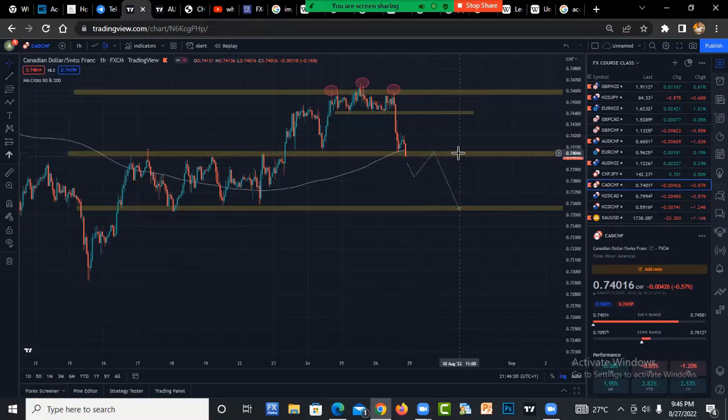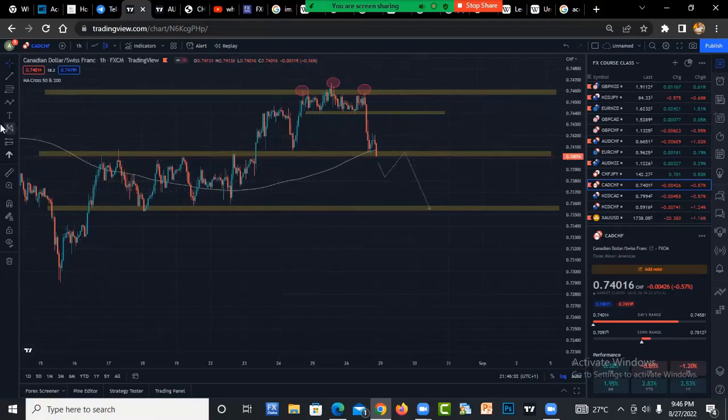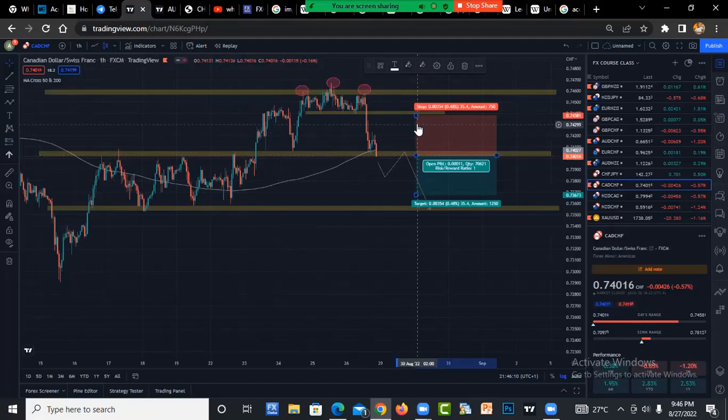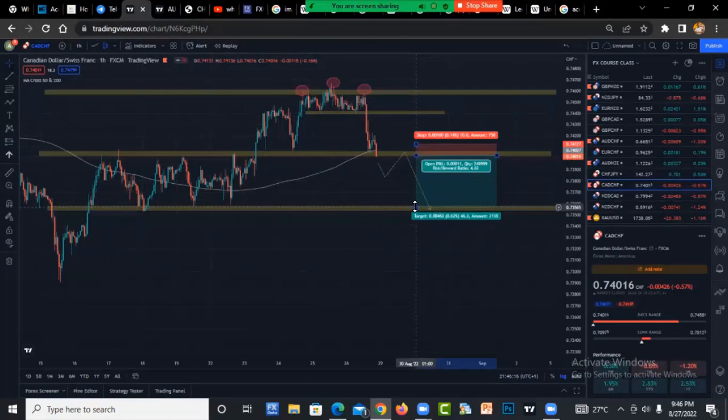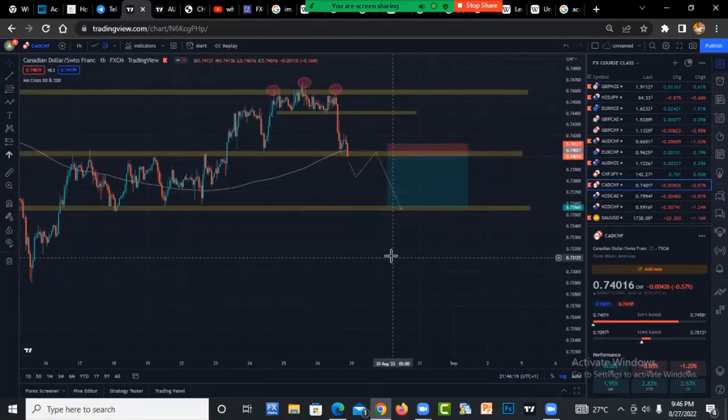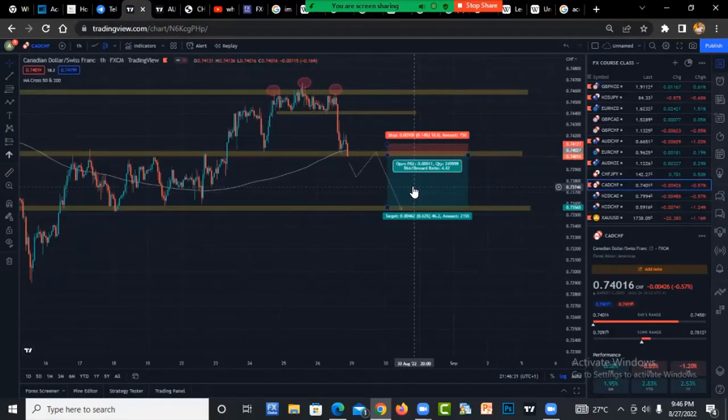So this will be a short-term sell, because the general bias according to my daily time frame is bullish. So I won't hold this for long. This will be a short-term sell to my next support. That's what I'm going to be doing on CADCHF. You get what I'm saying now? So this will be about 1:4.